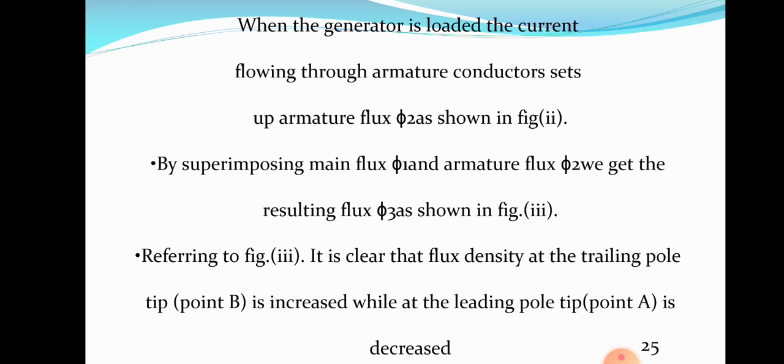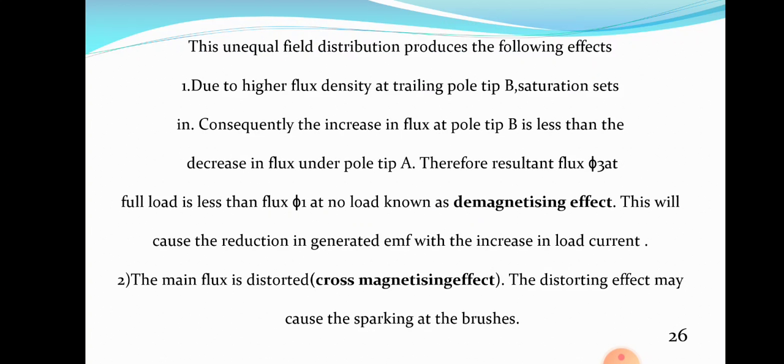When the generator is loaded, the current flowing through the armature conductors sets up a flux denoted as phi 2, as shown in figure 2. By superimposing the main flux phi 1 and armature flux phi 2, we get the resultant flux phi 3. Referring to figure 3, it is clear that flux density at the trailing pole tip is increased, while at the leading pole tip, point A, it is decreased. This unequal field distribution produces the following effects.